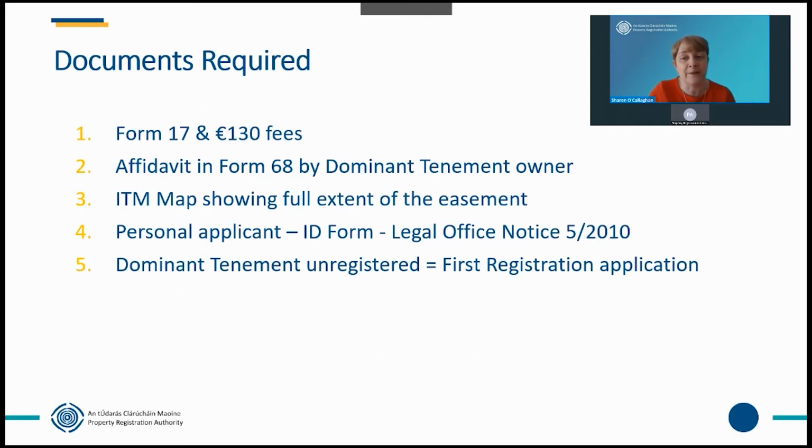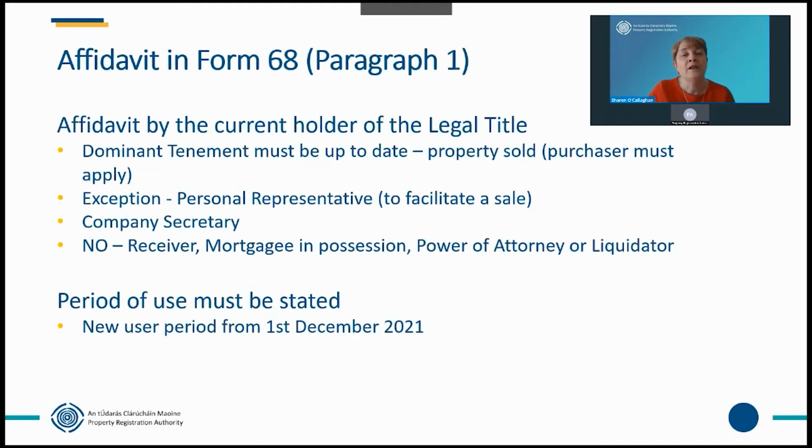If you're a personal applicant, you will need to lodge an ID form, and our Legal Office Notice 5 of 2010 provides further details on this. And finally, as I stated before, if the dominant tenement is unregistered, a first registration application should be lodged at the same time. So now I'll briefly run through the parts of the Form 68 affidavit itself.